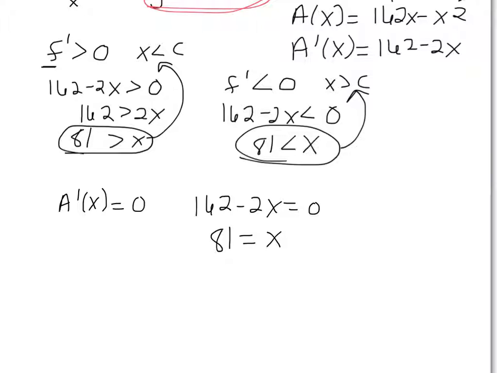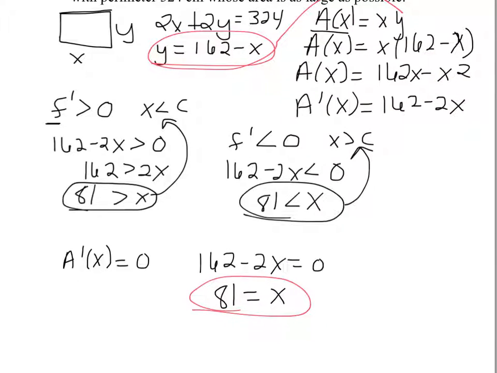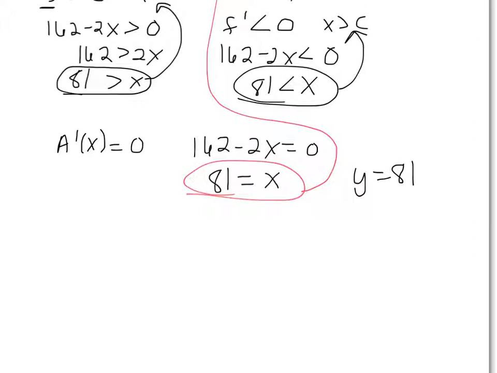Since we know what x is, I need to solve for y. So if I go back up to the y equation, which is right up here, and I plug 81 into that for x, I end up getting 81 for y. And that's no surprise because, as we've already discussed, we expected this to be a square. So we know this is an 81 by 81 rectangle, and it would have a maximum area of 6,561 centimeters squared.